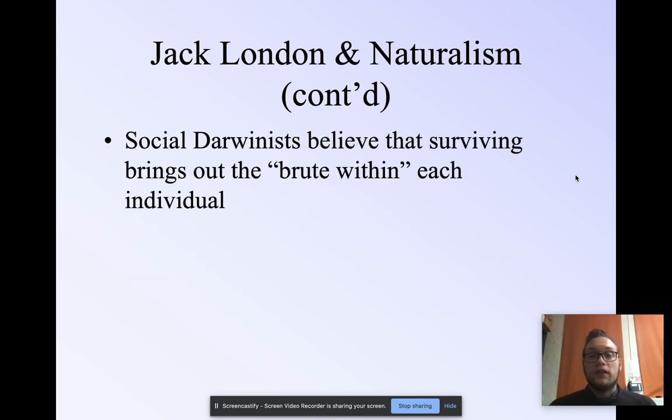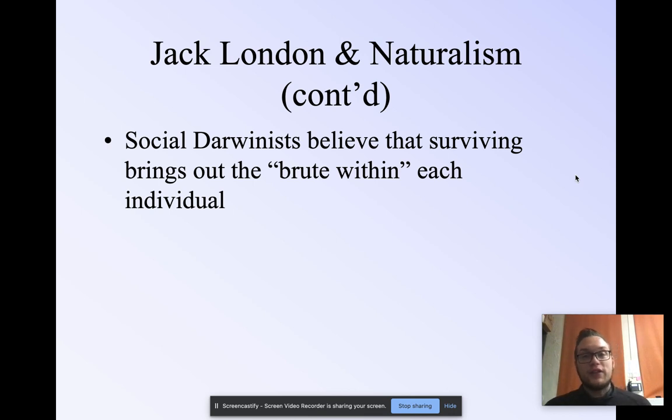They also believed that our survival, our path to remain on top, to be alive, kind of brings out this brute within. All right. In order to survive, when our backs are against the wall, we really need to dig deep within us to this creature, this survive-at-all-costs mindset, like you show your fangs and you're doing whatever you have to do to survive.